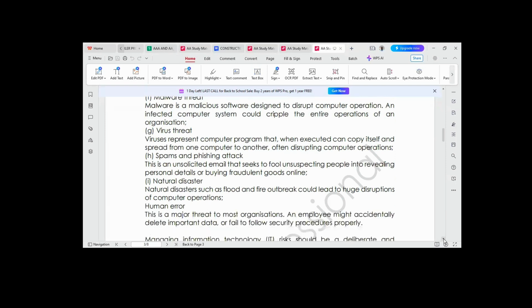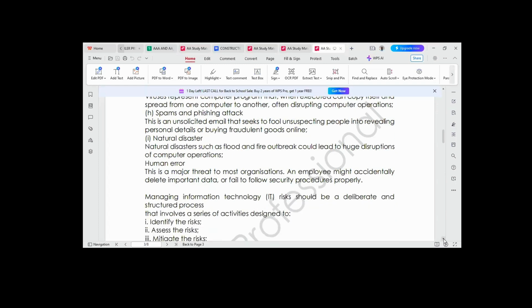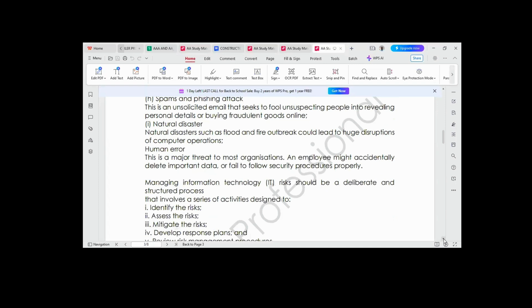And next, we have what we call human error. Everybody is prone to what? Making mistakes. Okay. So where an employee accidentally or unintentionally deletes vital information on a system or fails to follow security procedures properly, we call it what? Human error. All right. So all of these are the different computer technology risks or information technology risks that we have looked at.